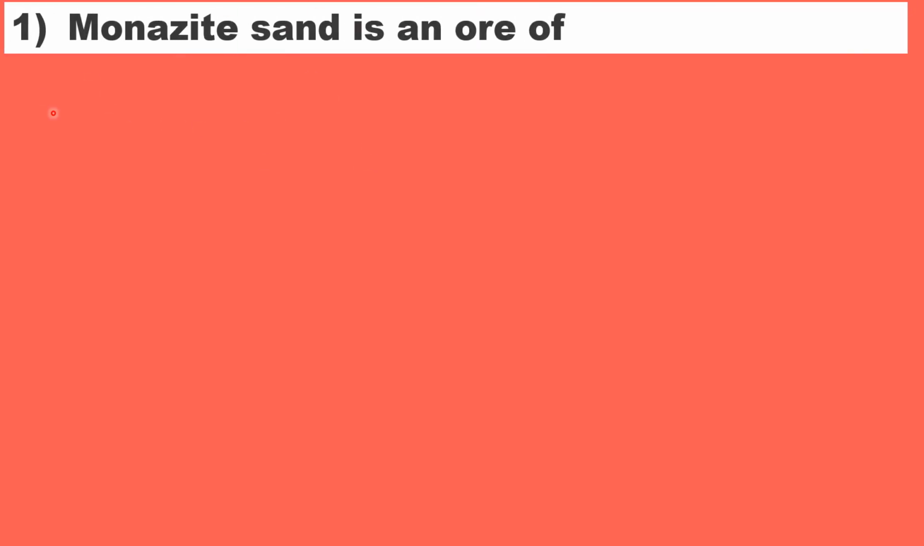Let us see the first question. Monazite sand is an ore of dash. Monazite sand is an ore of thorium, especially lanthanides, actinides.